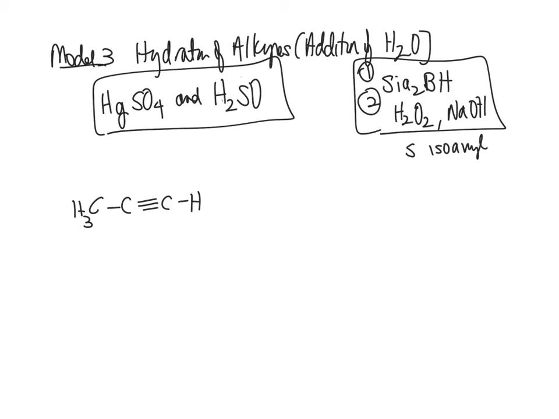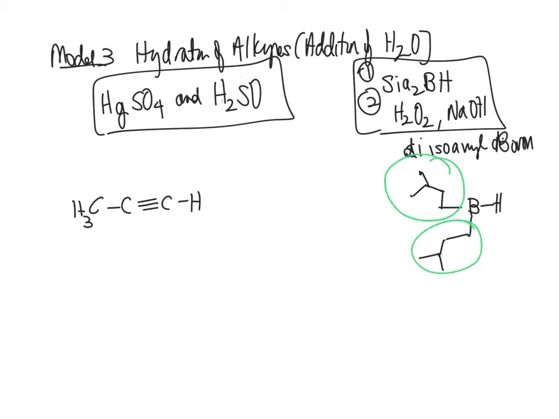This is diisoamyl boron. So isoamyl has 5 carbons and it's an iso group. So 1, 2, 3, 4, 5. You can buy this reagent. And what this is, it's a sterically hindered boron reagent.